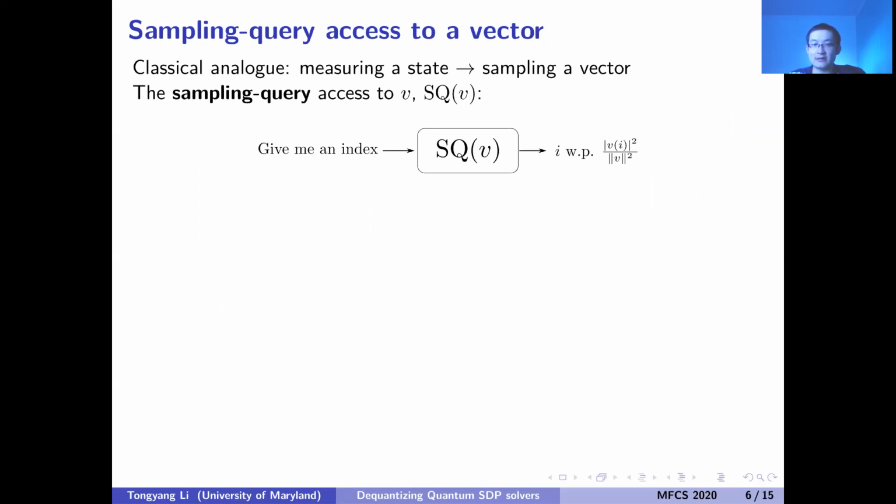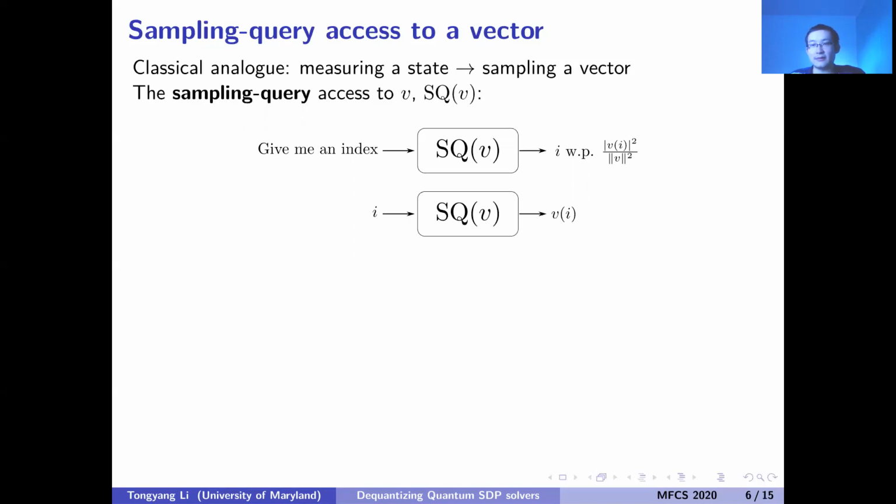So if you give me a certain index, I will tell you the index i with probability Vi squared over the L2 norm of the whole vector V here. So you see that this is exactly the same as measuring the quantum state V as the output. So we just use this classical data structure to simulate the corresponding quantum data structure.